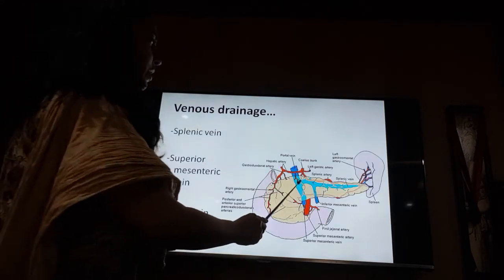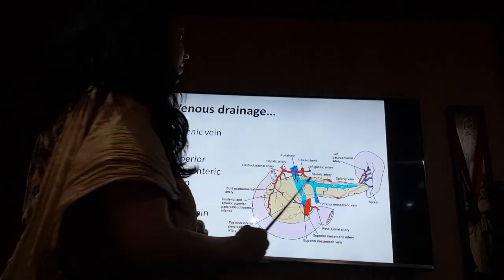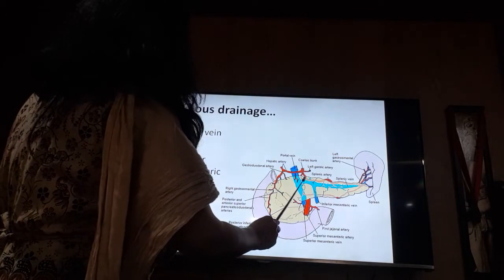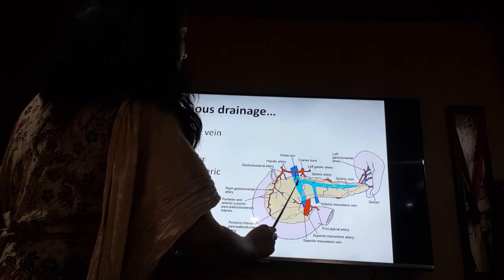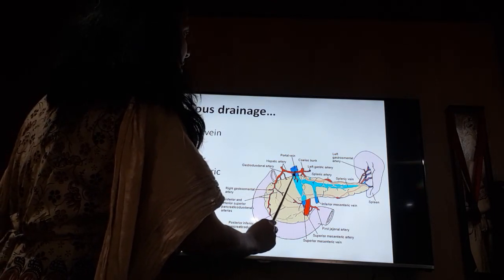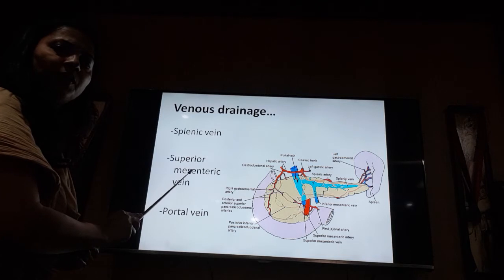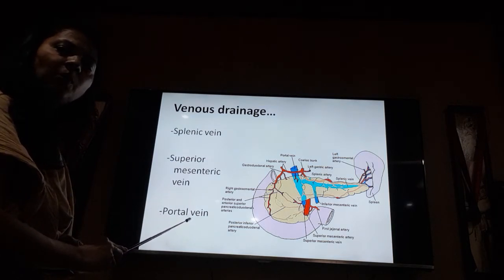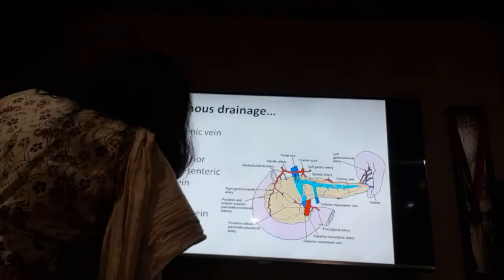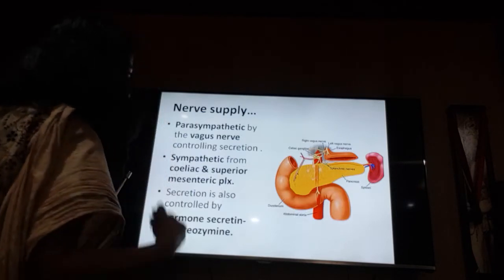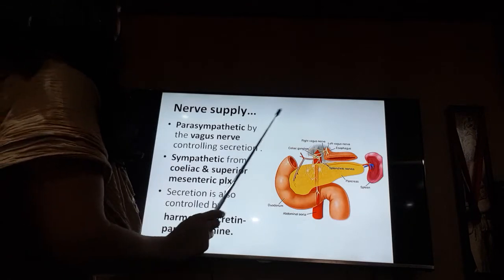Venous drainage. Now here this blue color you can see. Blue color always represents the veins. So venous drainage is from the splenic vein, and this is the superior mesenteric vein, and both of them join together to form the portal vein. So the venous drainage is from the splenic vein, then the superior mesenteric vein, and finally the portal vein. And the portal vein is going to open in the liver. The portal vein will give 80% of the blood supply reaching the liver. Don't forget this.